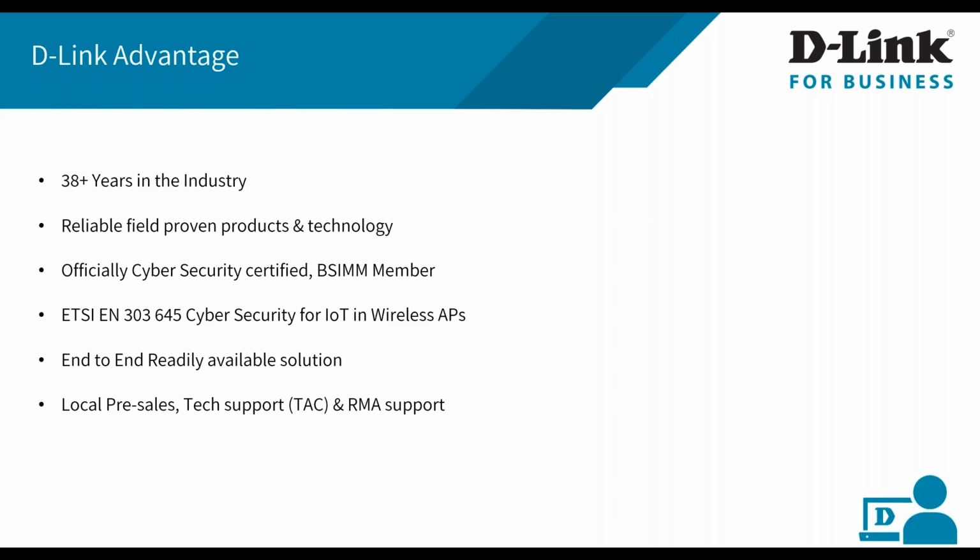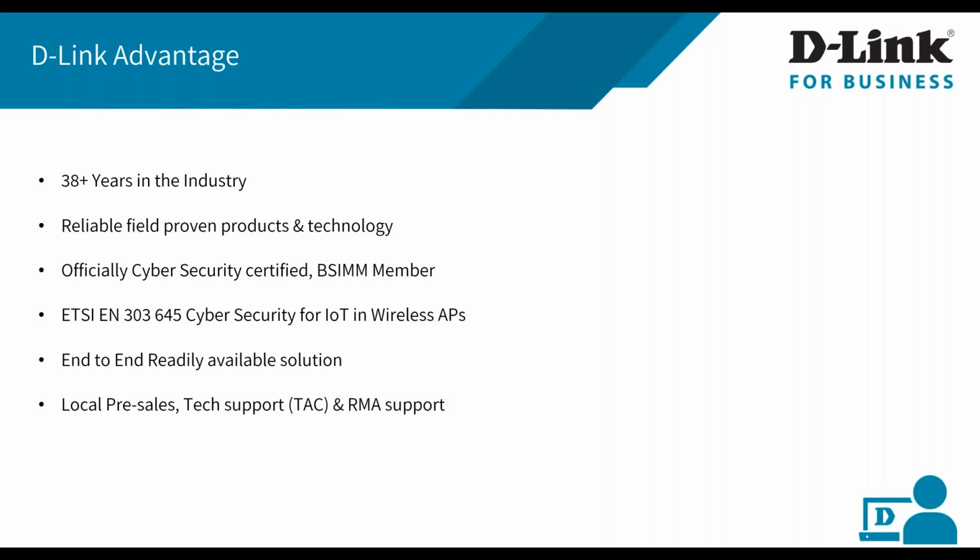And D-Link access points, which we discussed in the previous slide, are all officially Wi-Fi 6 certified. They're WPA3 certified, which ensures interoperability and the latest security. And some of the models are also ETSI EN 303-645 certified, which is a cyber security standard for IoT devices. Then the complete multi-gigabit solution for both wired as well as wireless is readily available if customers are looking for faster delivery.